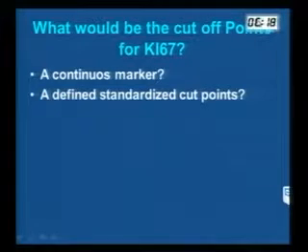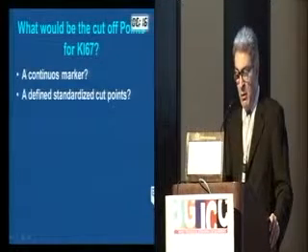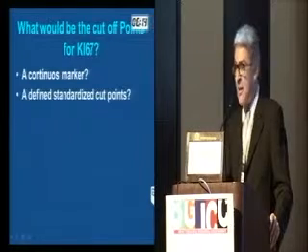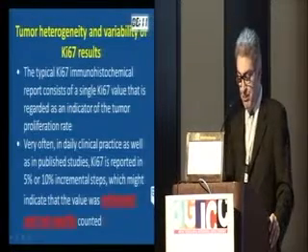Here, I don't want to spend more time on this because it was discussed very well by Dr. Hudis, how to use this in choosing chemotherapy or hormonal therapy for these tumors, not looking at them as luminal A or luminal B. So the issue with Ki-67: what is the cutoff point? Probably it is more of a continuous marker rather than one point in time, and it also requires a defined, standardized cutoff point.